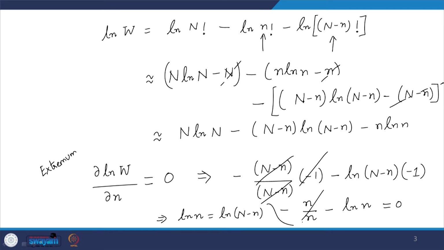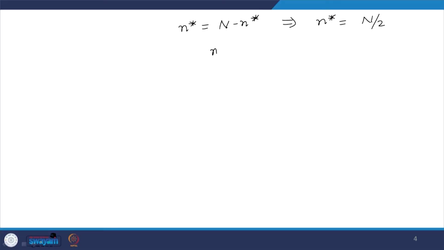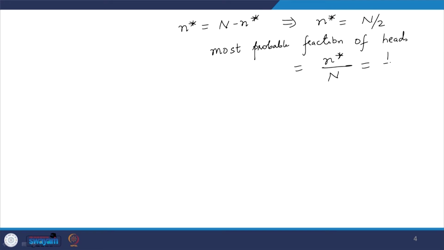Let me call that value where this happens n star. So, therefore, we can say that n star is equal to n minus n star, which gives me n star is equal to capital N by 2, which is the most probable number of heads that we can possibly have. So, if I want to find the most probable fraction of heads, it is clearly going to be the number of heads by the number of tosses, that is equal to 1 by 2, something that we have already obtained earlier.